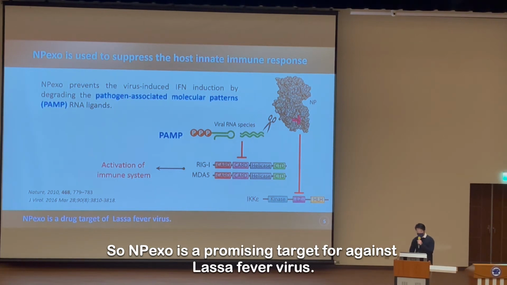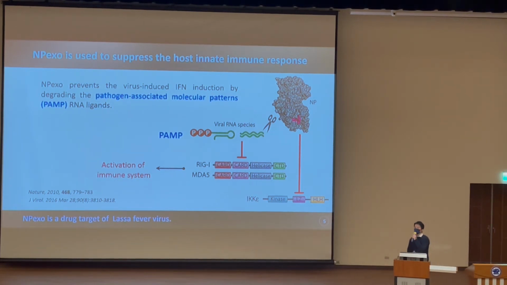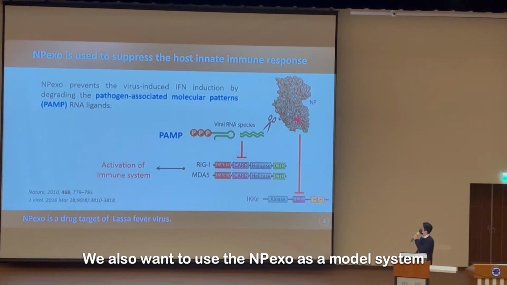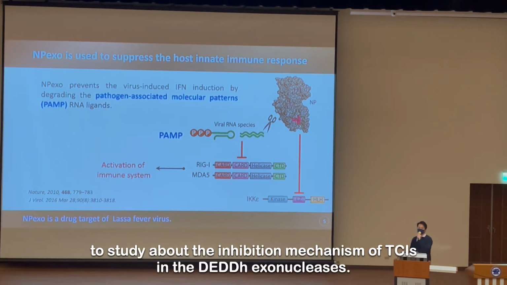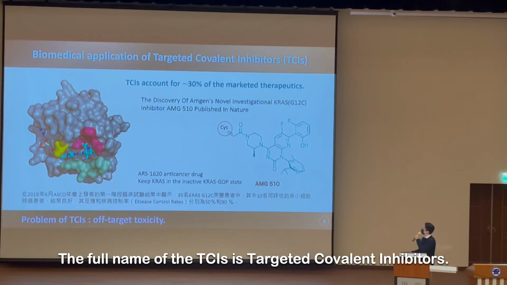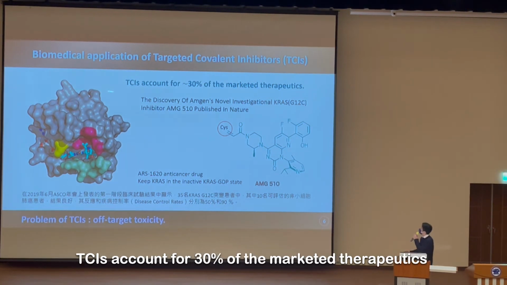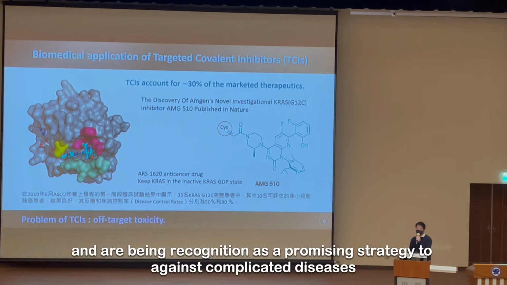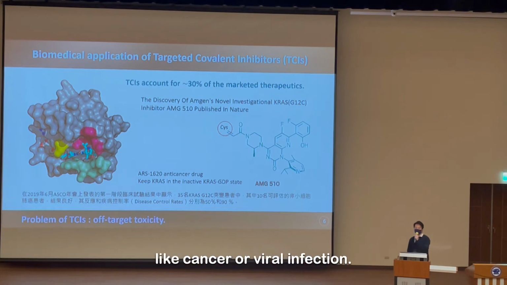against Lassa fever virus. And we also want to use the NPexo nuclease as a model system to study the inhibition mechanism of TCIs in the DEDDh exonuclease. The full name of TCIs is targeted covalent inhibitors. TCIs account for 30% of the marketed therapeutics and are recognized as a promising strategy against complicated diseases like cancer or viral infections.